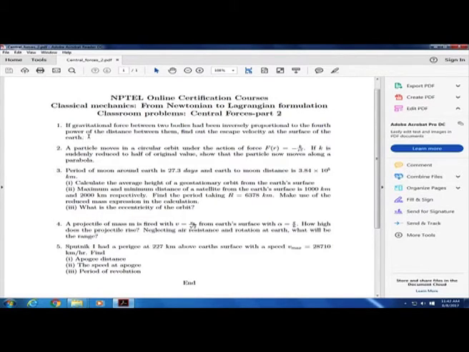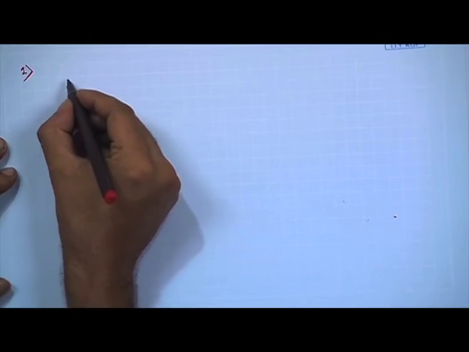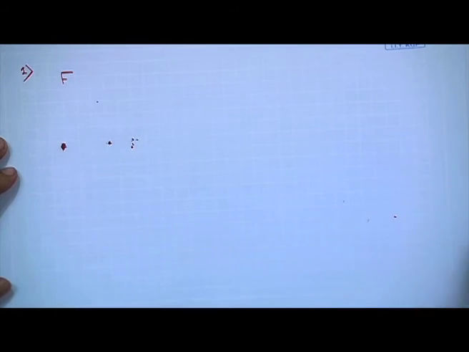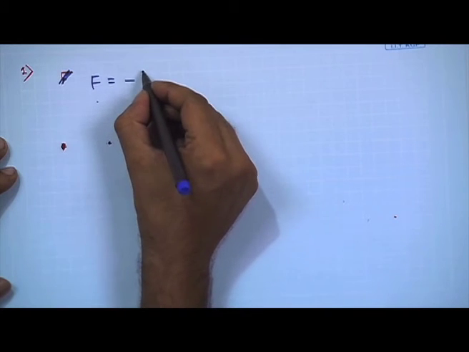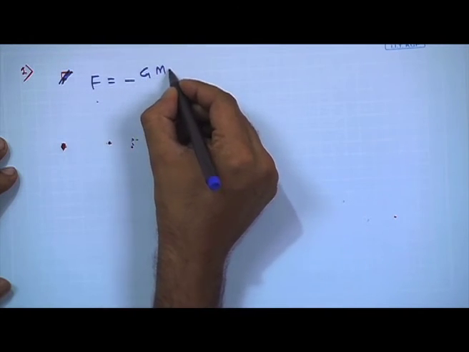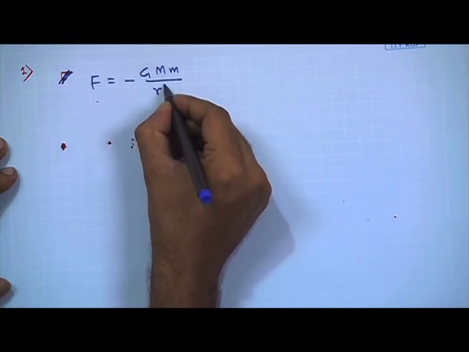So, the first problem is that if the gravitational force between two bodies were inversely proportional to the fourth power of the distance, find out the escape velocity at the surface of the earth. Okay. So, it is a hypothetical situation. Now, if we start calculating it, first of all, what is the nature of force we have? So, F, okay, so I will just take this pen. So, F is equal to minus G m m by r to the power 4.